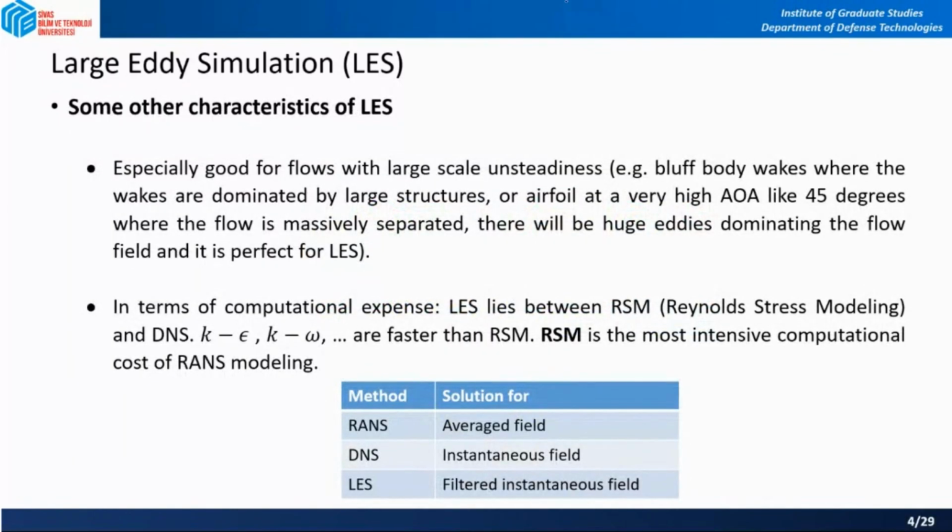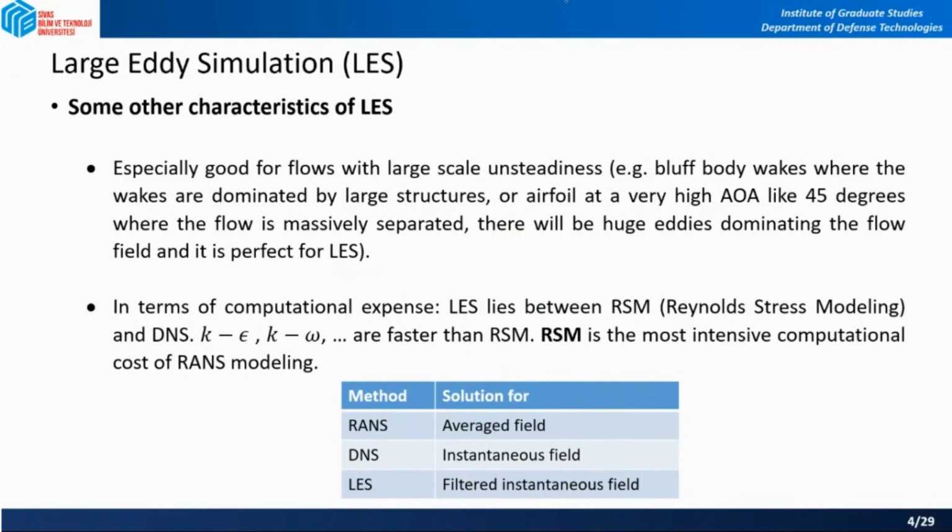Here I wrote some other characteristics of LES, and the first one is that it is very good for flows with large scale unsteadiness. For example, for bluff body wakes, where the wakes are dominated by large structures, or for the airfoils at a very high angle of attack, like 45 degrees, where the flow is massively separated. There will be huge eddies dominating the flow field, and the LES is very perfect for this.